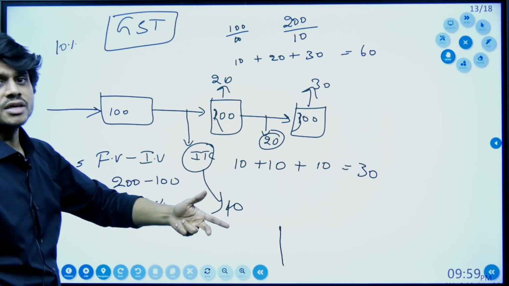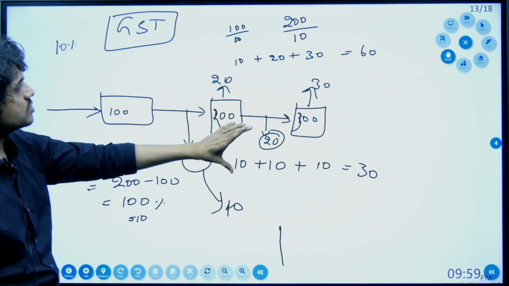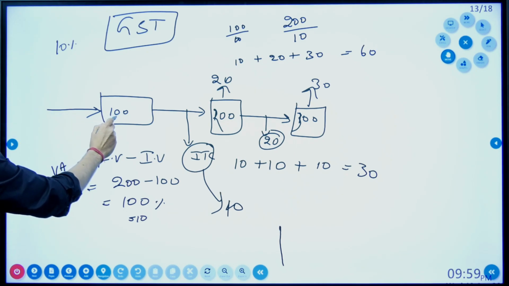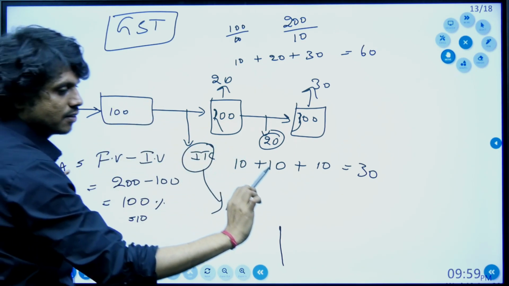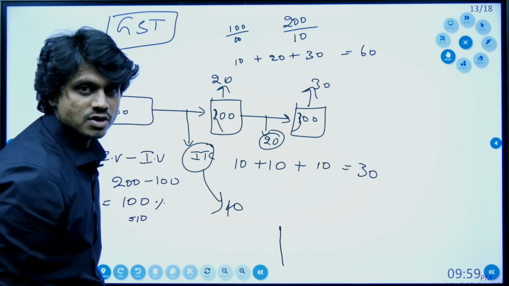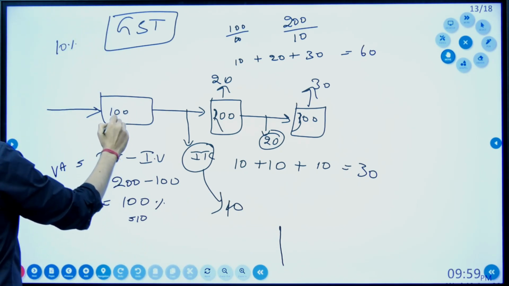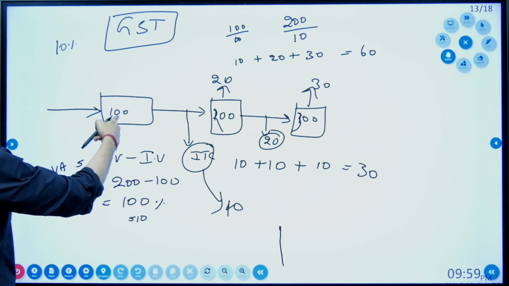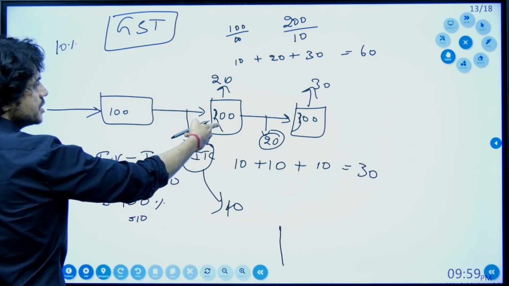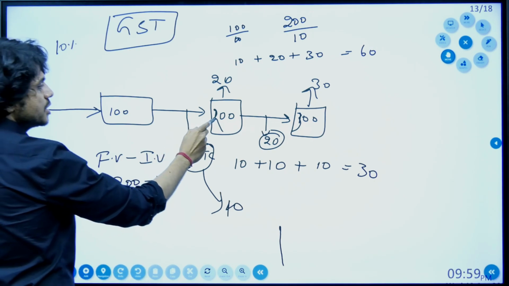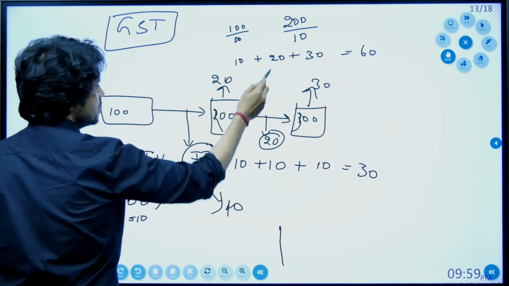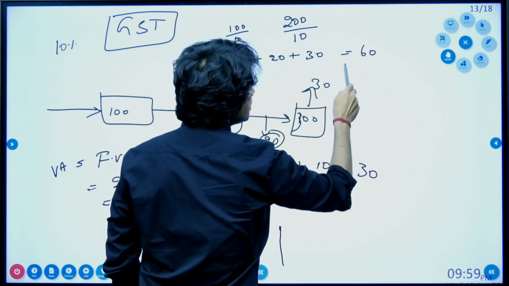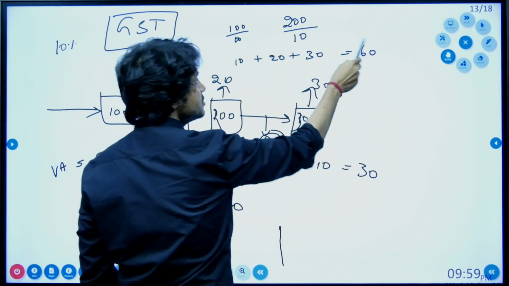Now another thing is what the tax regime was during that time period. Let's assume simply there is a 10% tax. I'm applying 10% tax here. What is 10% of the 100 rupees? It is 10 rupees. Now again here I will apply 10%. What is 10% of the 200 rupees? It is 20. Then again 10% of the 300 rupees is 30. Then the final amount will be 60 rupees. This is the earlier scenario.